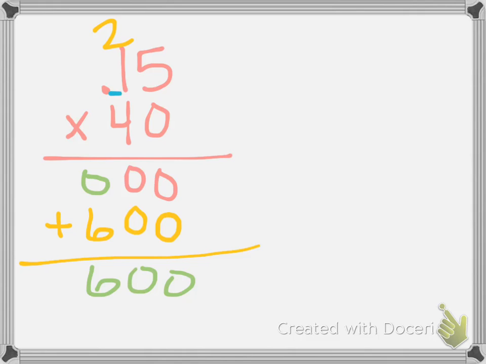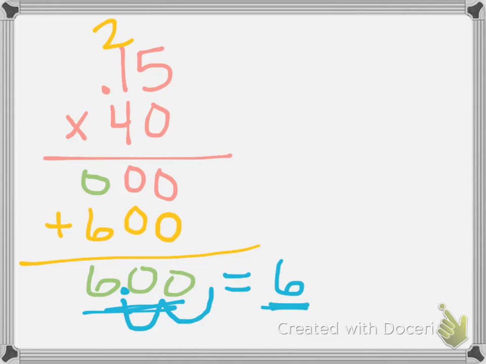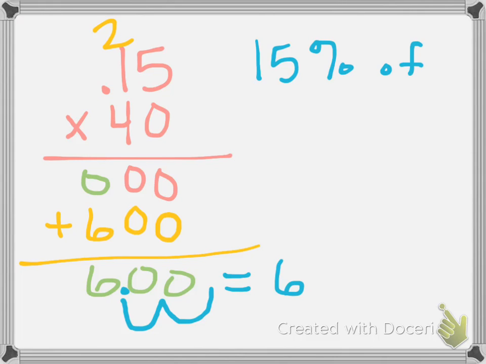In my problem, I can see that there are 2 digits to the right of the decimal, which means in my answer, there need to be 2 digits to the right of the decimal. So I'm going to bring my decimal in 2 places. I got 6.00, which is the same thing as 6, right? $6, $6, it's the same thing. So what we just figured out is 15% of 40 is 6. Woo! Let's do another one.